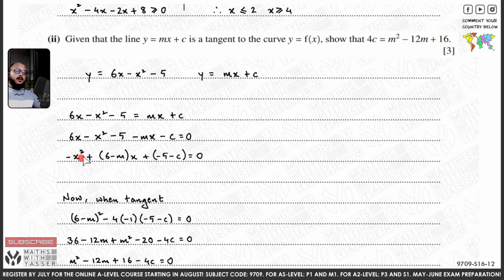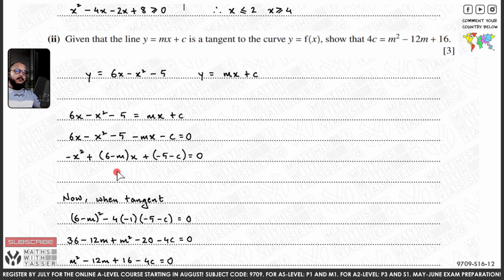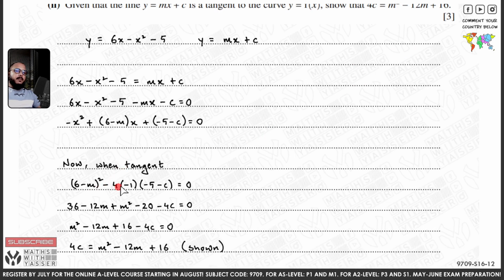Or we can rewrite it as minus x squared plus, if I take the coefficients of x together, (6 minus m) x plus (minus 5 minus c) equals 0. Now, when it is a tangent, we will show that 4c is equal to this. So b squared minus 4ac is equal to 0. So a is minus 1, b is 6 minus m, and c is minus 5 minus c.